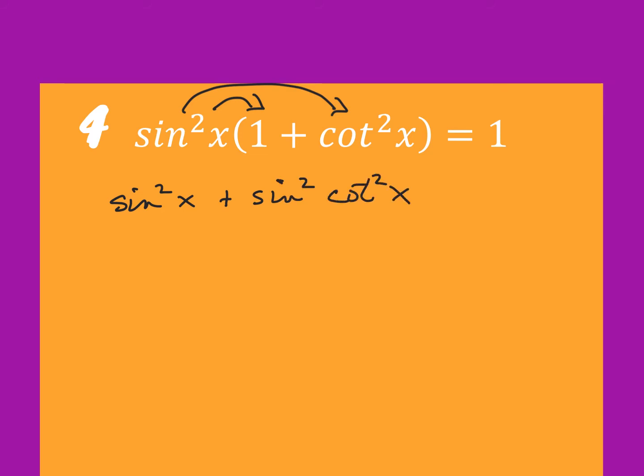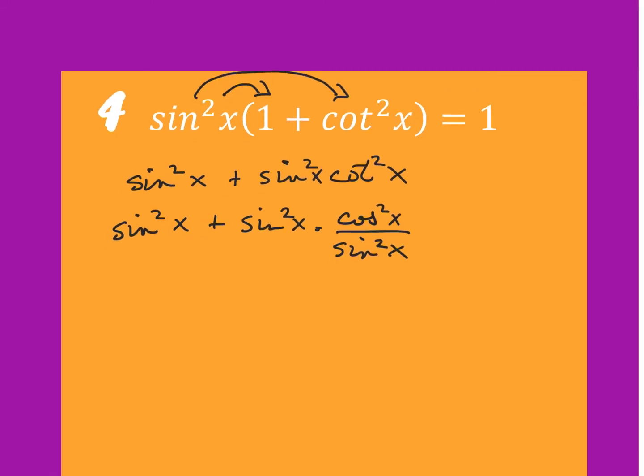And now what I'm going to do is change cotangent into its quotient identity. So I'm going to leave the sine squared x's alone. Change cotangent into its quotient identity. Notice I can simplify diagonally here and make this a 1.